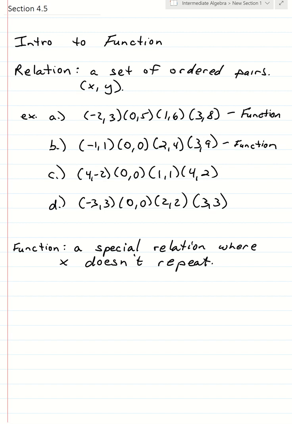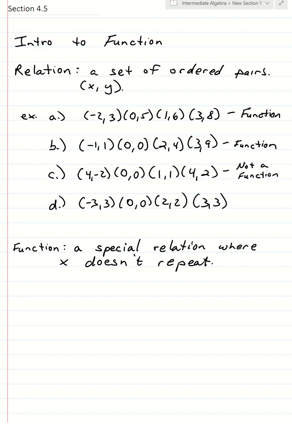Let's take a look at example C, this relation. Is this relation special in that the x value never repeats? Well, let's take a look. Here we have an x value of 4, 0, 1, but then we have the x value of 4 again. Okay, so that x value of 4 is repeating. So that's why we can say that example C is not a function. It is still a relation because by its definition, it is still a set of ordered pairs. But it is not special because that x value of 4 repeats, and that breaks the rule.